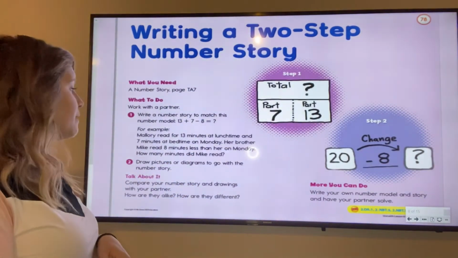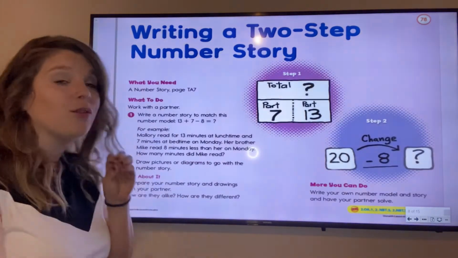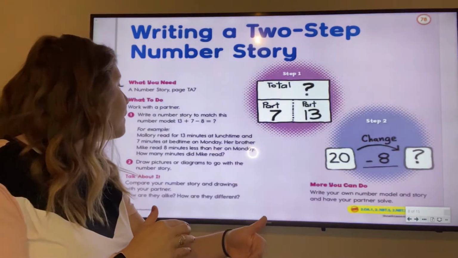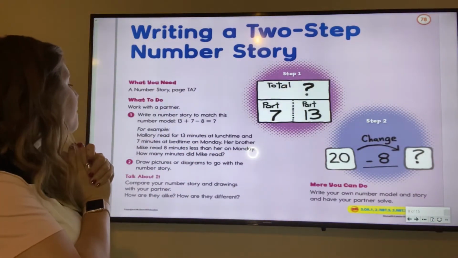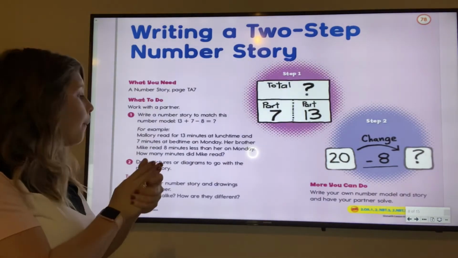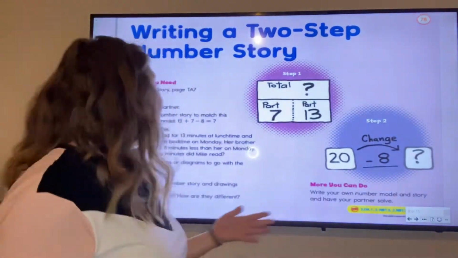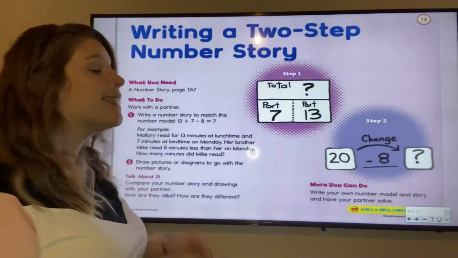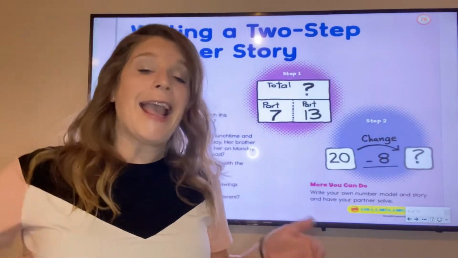So here is an example. Mallory read for 13 minutes at lunchtime and 7 minutes at bedtime on Monday. So that's her total amount of minutes, 13 at lunchtime and 7 at bedtime, so you can add those together. Her brother Mike read 8 minutes less than her on Monday. How many minutes did Mike read? So we have to first figure out how many minutes Mallory read total on Monday by adding 13 and 7. And then if her brother read less, we know we're going to take away 8.